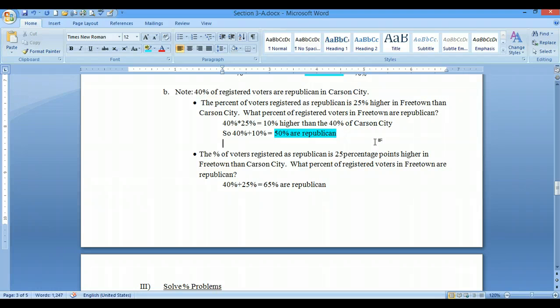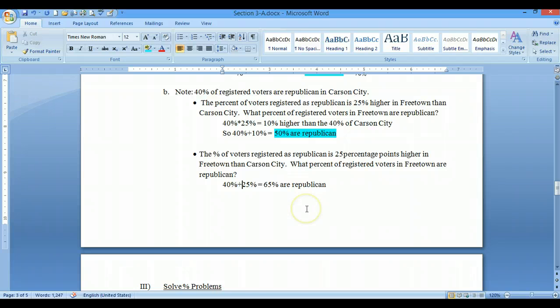Let's try the other one. The percent of voters registered as Republican is 25 percentage points higher in Freetown than Carson City. 25 percentage points. So I don't even need to do really any calculations. If it's 25 percentage points, I add it simply to the 40 and get 65% of those in Freetown are Republican.